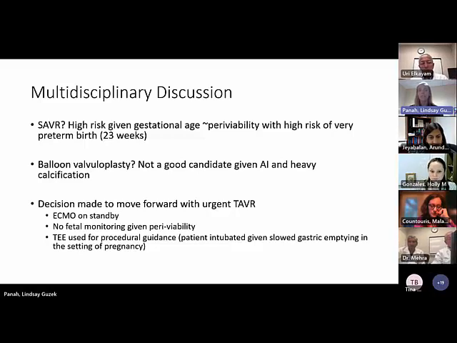A day after admission, she underwent TAVR. ECMO was on standby. The decision was made with the neonatology team that we were not going to pursue fetal monitoring during the case because of that peri-viability. And a TEE was going to be used for procedural guidance, and she was intubated given the concern for slowed gastric emptying during pregnancy and concern for aspiration.